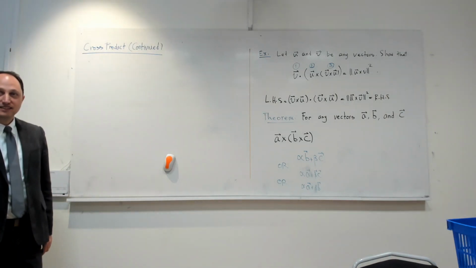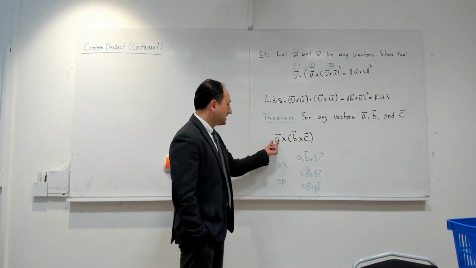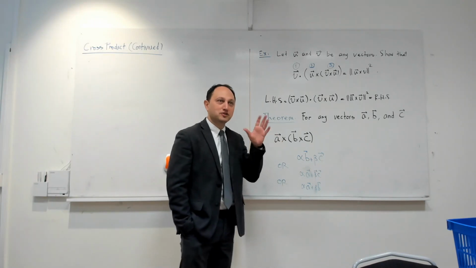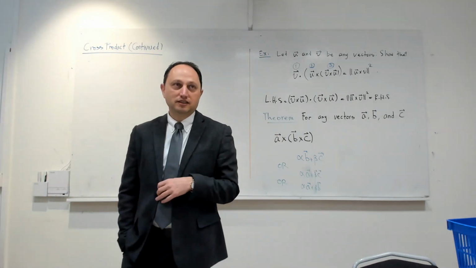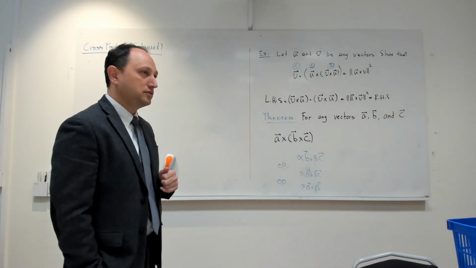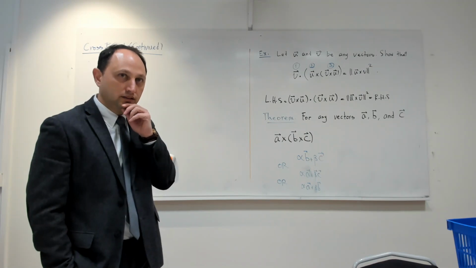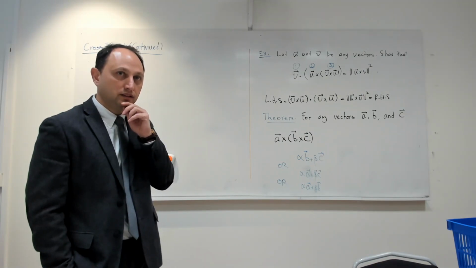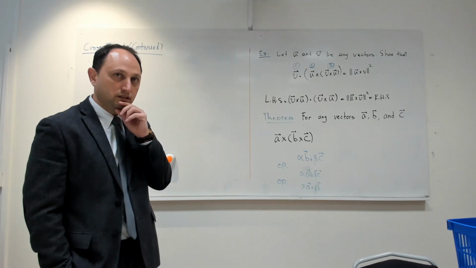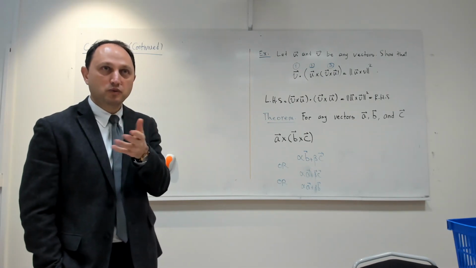Alpha B plus beta C. Yes, that is the correct one. Why is that, by the way? How did you start visualizing it? The cross product has to be perpendicular to the first one, B cross C. So that has to, at the end of the day, be perpendicular to the plane of B and C. Yes, exactly. That's the best way to visualize that.